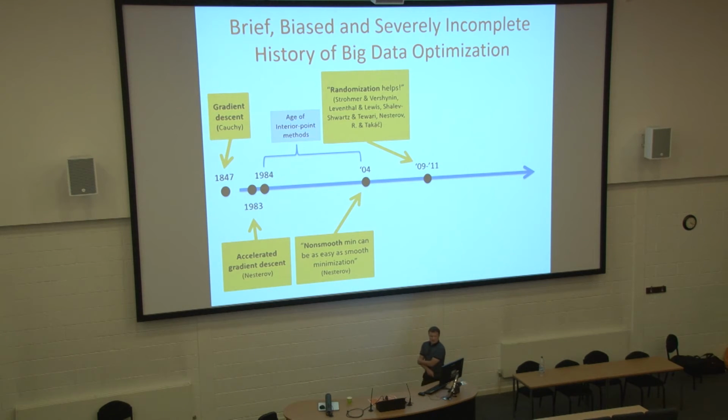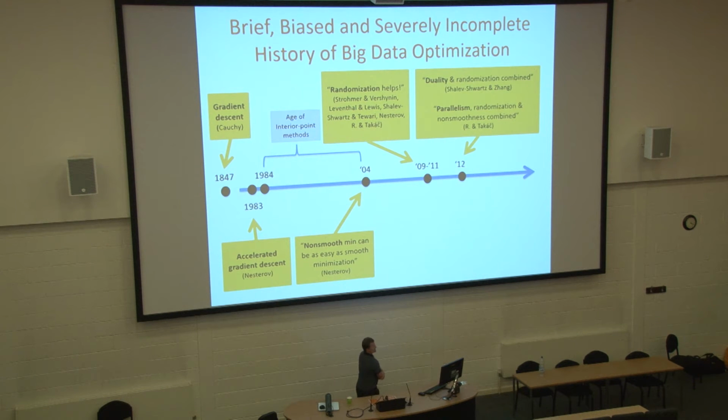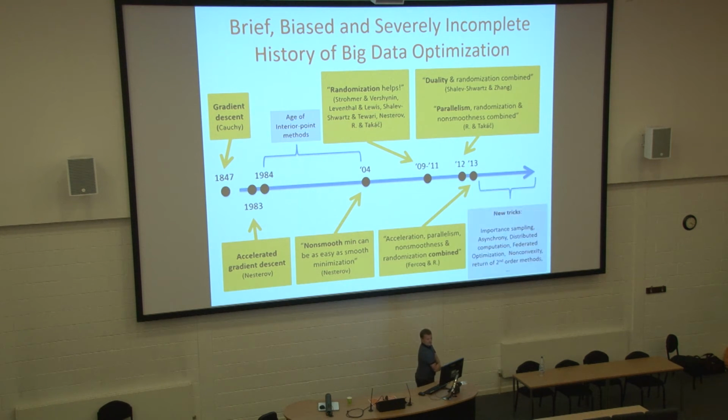Then there is randomization, and now you start seeing why this is severely biased and incomplete, because I was involved in that as well. And parallelism, duality, and some other things, all of these things can be combined, and now is the age of the new tricks, and I will have no time to talk about those.